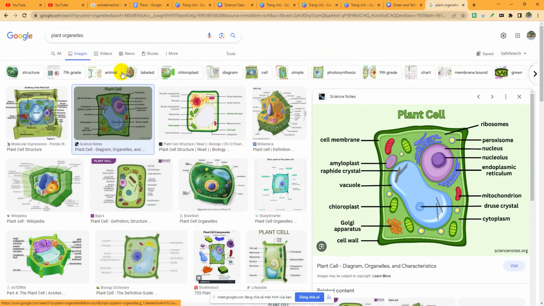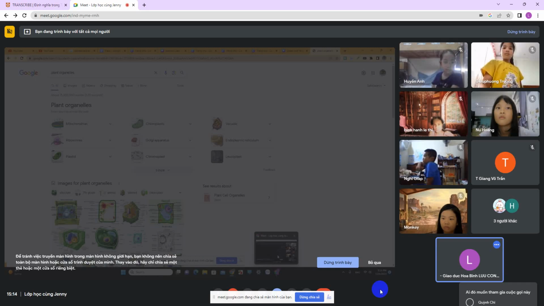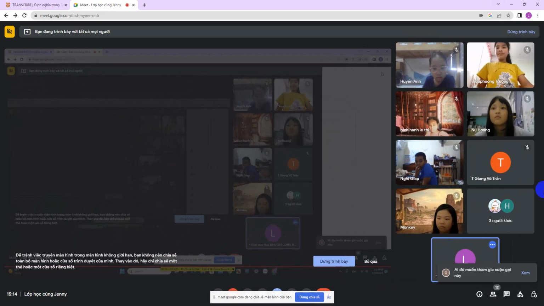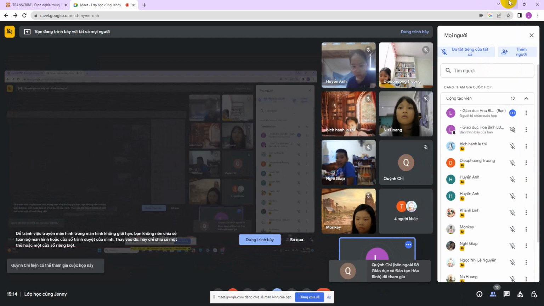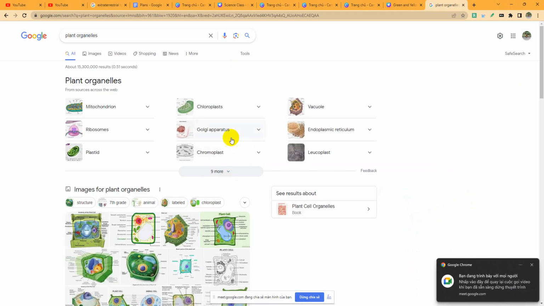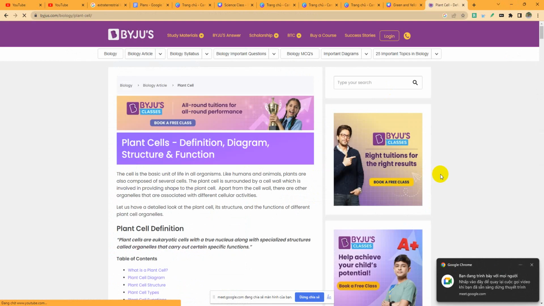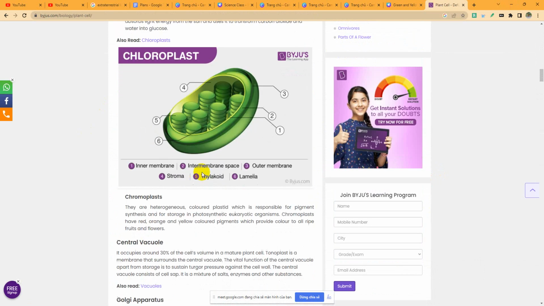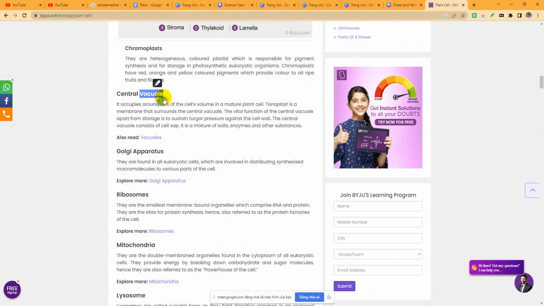Let me just do some research because I think it's kind of complicated to remember all of those functions. I'm just going to wait a minute, let me accept this student coming here. Alright, so let me just click on this website. There we go. We have the central vacuole. I'm not sure about the pronunciation, but let me check it.